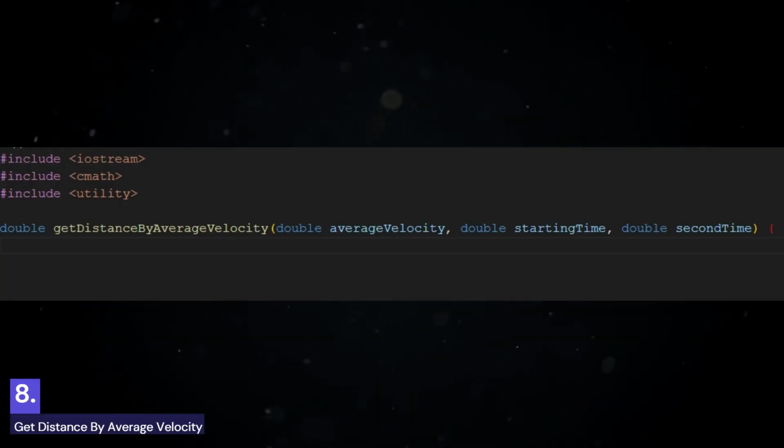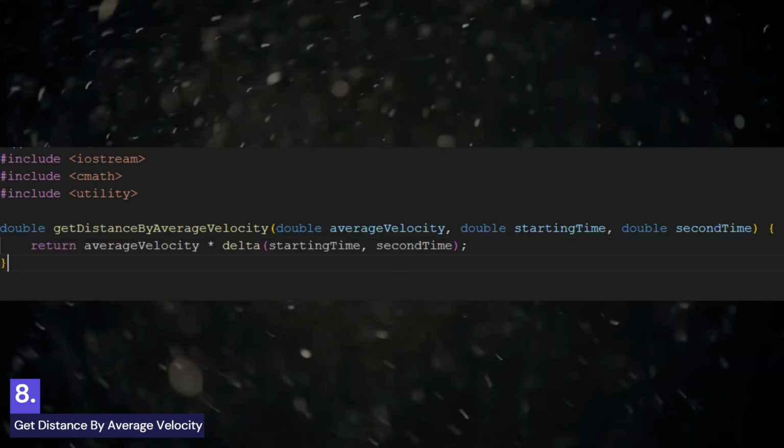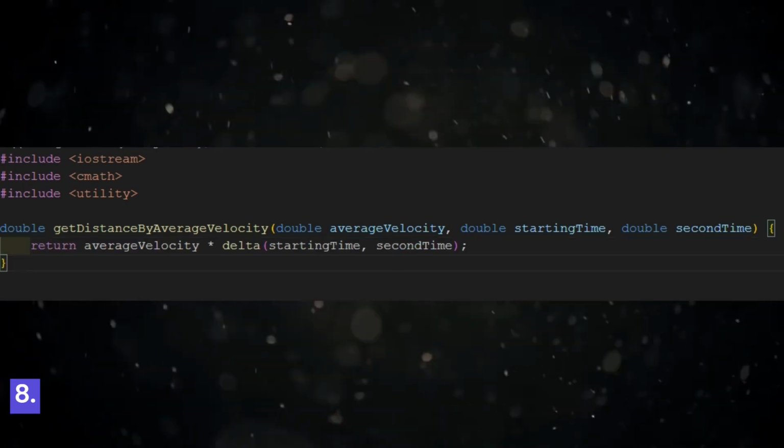The getDistanceByAverageVelocity function determines the total distance traveled based on the average velocity and the time interval. The formula multiplies the average velocity by the time difference.